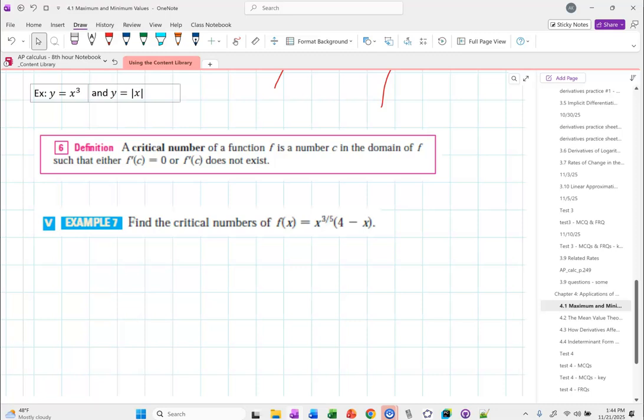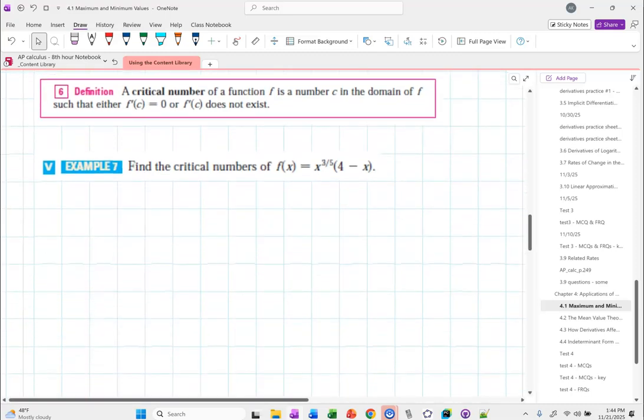If I'm on a closed interval, then I have a couple of additional places I have to check too. But these will be my only local extrema. Can come from that list. So let's take an example here. Let's say our function is f of x equals x to the 3/5 times 4 minus x. And I want to find the critical numbers for that, or the critical points. You could use those two terms interchangeably. I probably will. I don't need to confuse you.